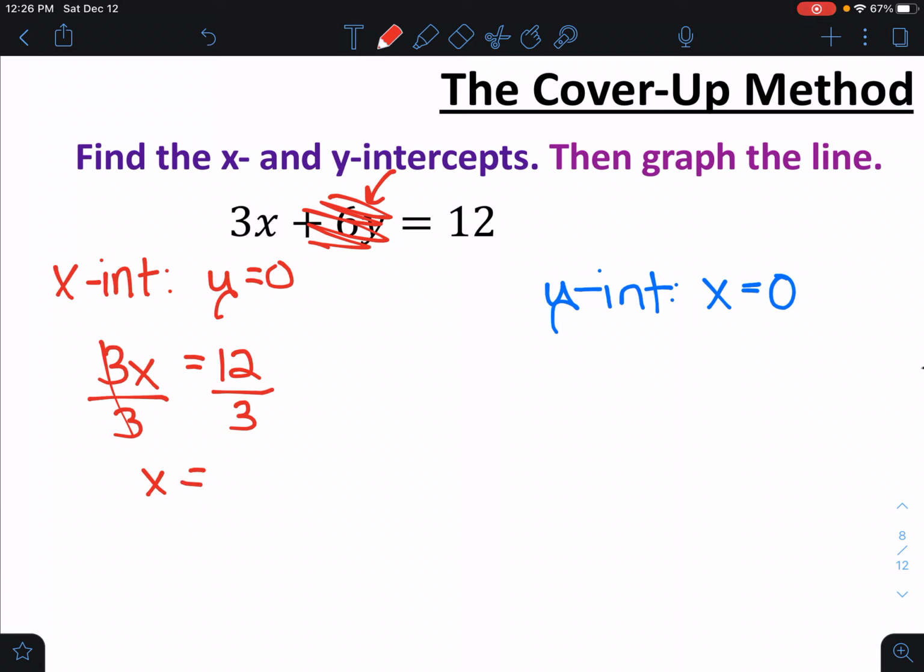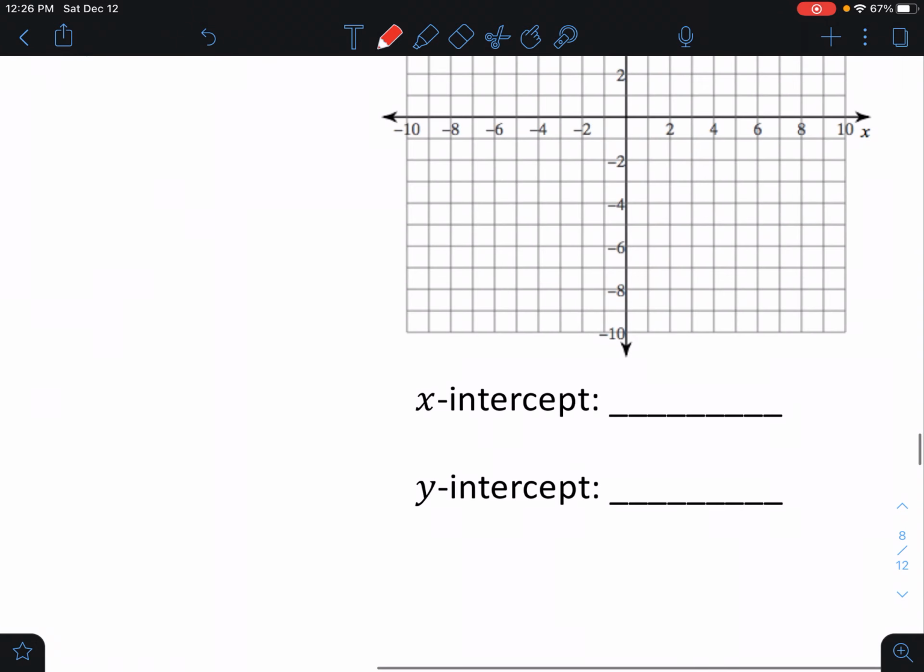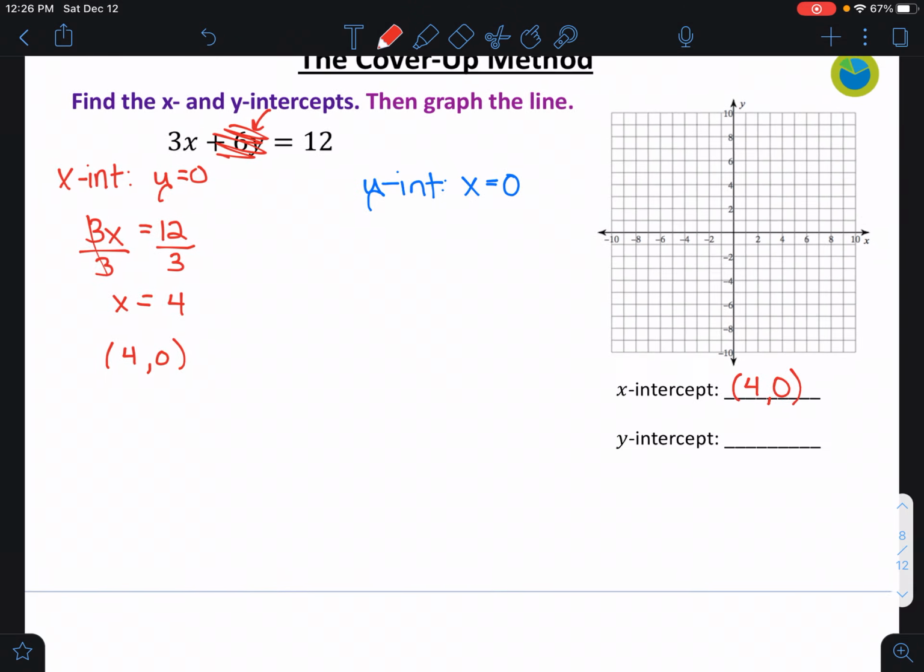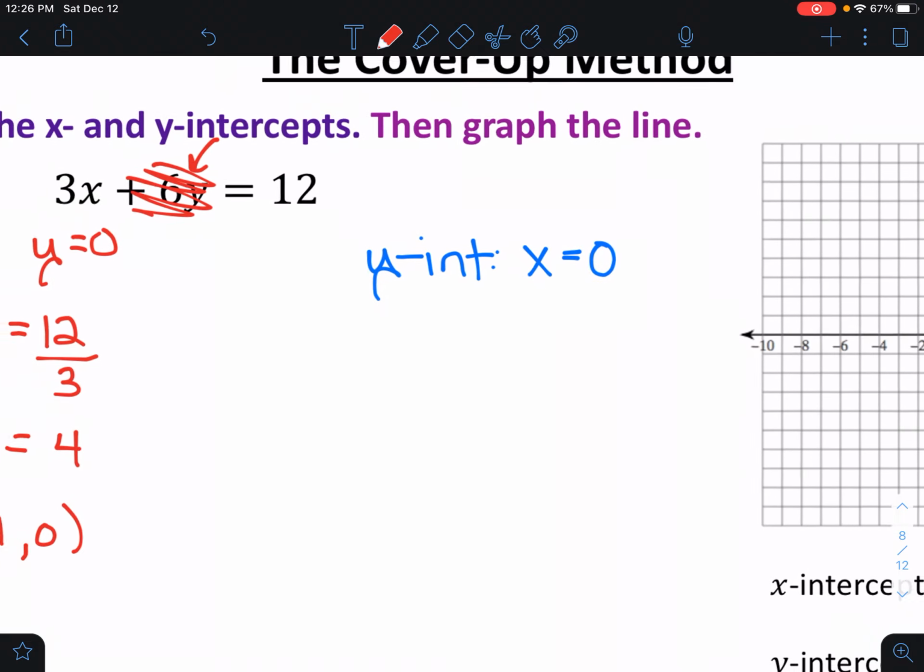And x equals 4. So my x-intercept is 4, 0. All right. Now I'm going to write that right here where it says x-intercept, 4, 0. Okay, so I'm also, well, let's do the y-intercept first. Then we can plot that. All right, now the y-intercept.